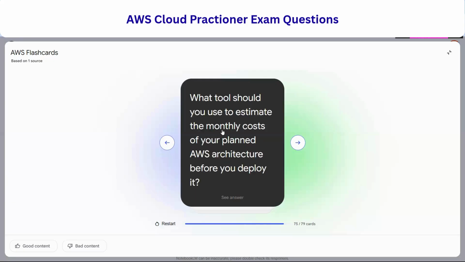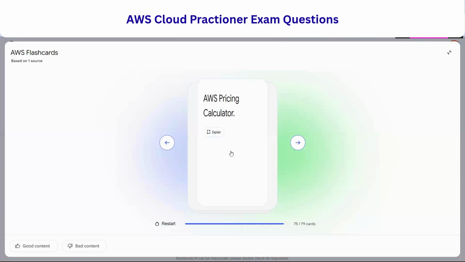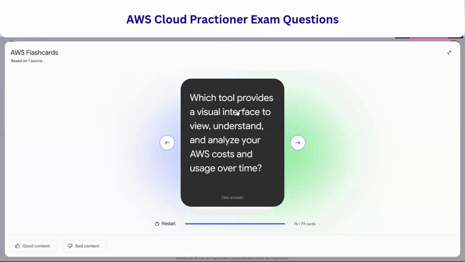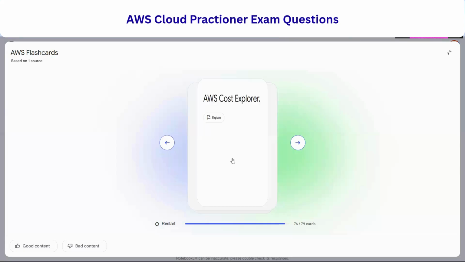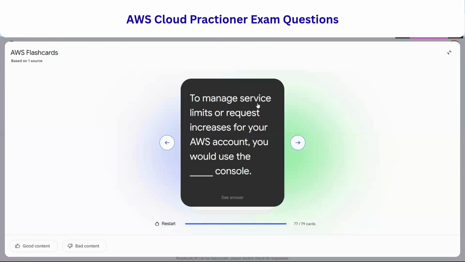What tool should you use to estimate the monthly cost of your planned AWS architecture before you deploy it? AWS Pricing Calculator. Which tool provides a visual interface to view, understand, and analyze your AWS costs and usage over time? AWS Cost Explorer. To manage service limits or request increases for your AWS account, you would use the Service Quotas console. Limits, request increases, Service Quotas console.